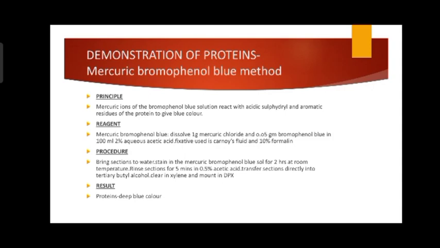Next we can see the reagents used for this method. First one, mercuric bromophenol blue. This is made by dissolving 1 gram of mercury chloride and 0.5 gram of bromophenol blue in 100 ml of 2% aqueous acetic acid. And the fixative used for this test is Carnoy's fluid or 10% formalin.